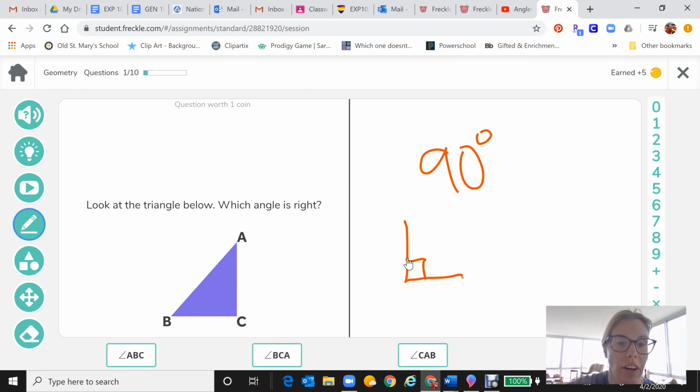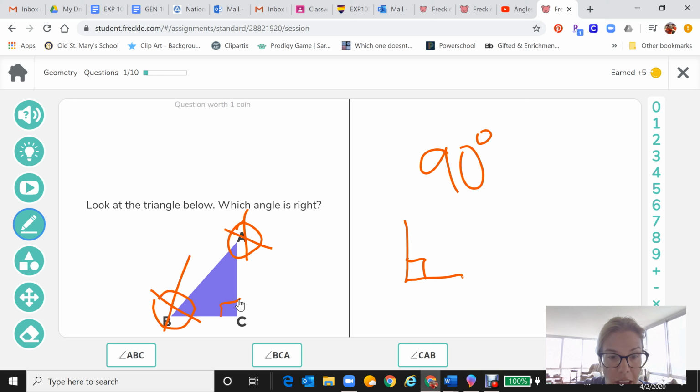So using that knowledge, I look over here. I could say A, no, A is not a perfect right angle. It is an acute angle, less than 90. Look at angle B. Definitely not a right angle. It's less than 90. How about angle C? Yes, this is absolutely a right angle.